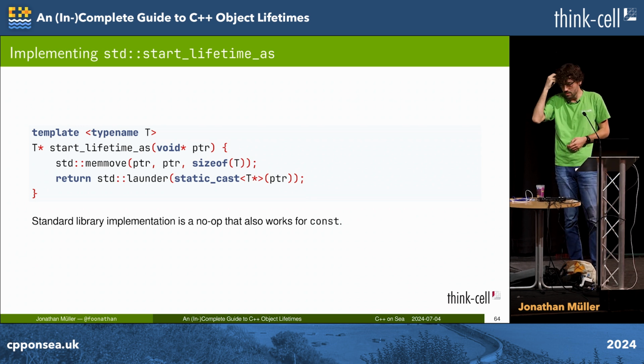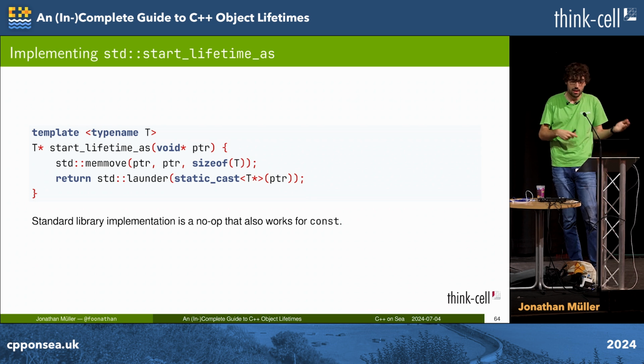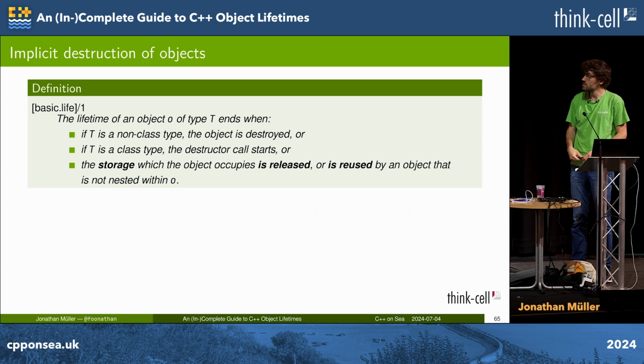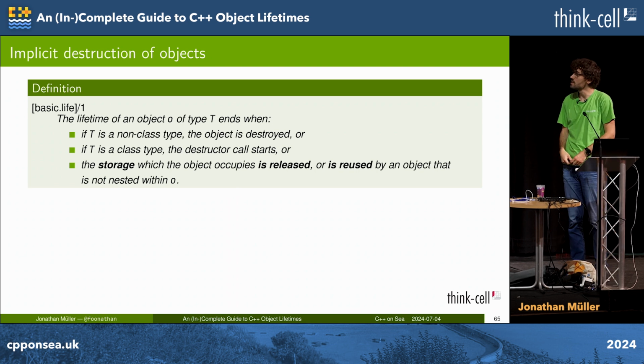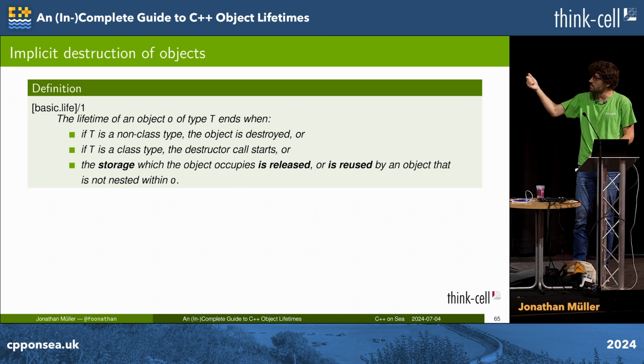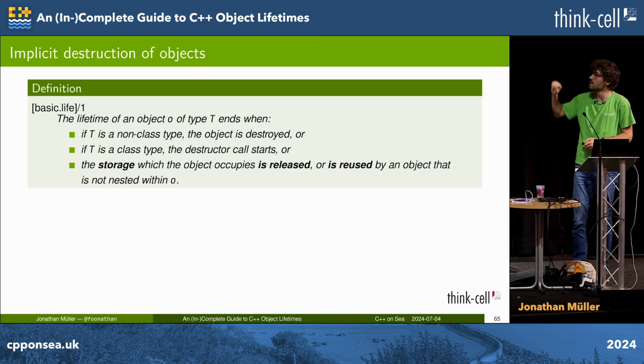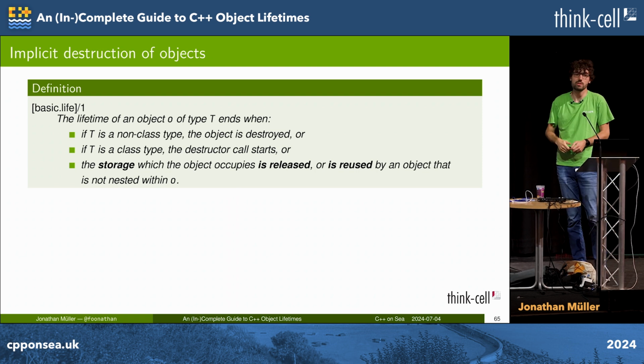So there was a comment: okay, so we call placement new on storage that already has objects in there. Don't we need to destroy the objects first? The answer is no, because there's also implicit destruction of objects. So the lifetime of an object ends when we call the destructor for class types, and when T is a built-in type, then the object gets destroyed. It's a weird distinction, but essentially when we call the destructor, and also when we release or reuse the storage.